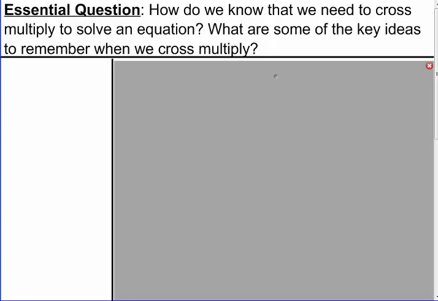Right, our essential question for this lesson is: how do we know that we need to cross multiply to solve an equation? What are some of the key ideas to remember when we cross multiply? So there's going to be a lot of vocabulary in here. I didn't list them up at the top, but we'll define them as we go.